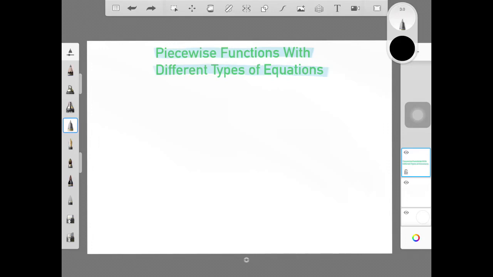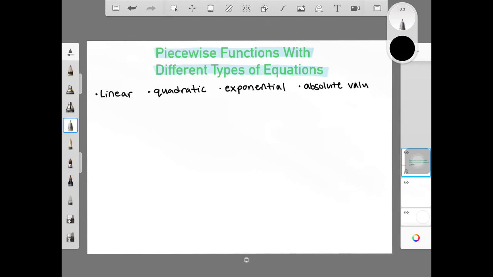In this video, I'm going to be explaining how to graph piecewise functions with different types of equations. These types of equations include linear, quadratic, and exponential functions, as well as functions with an absolute value and functions with a square root. I'm now going to write out an example of a piecewise function problem using 3 out of the 5 types of equations I just listed.